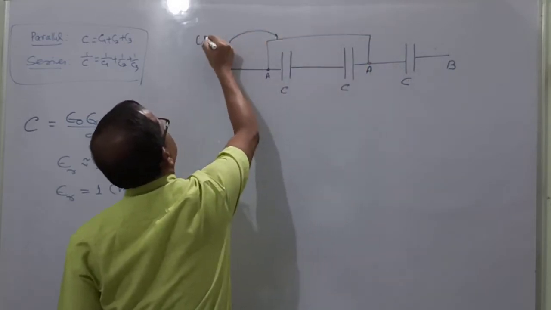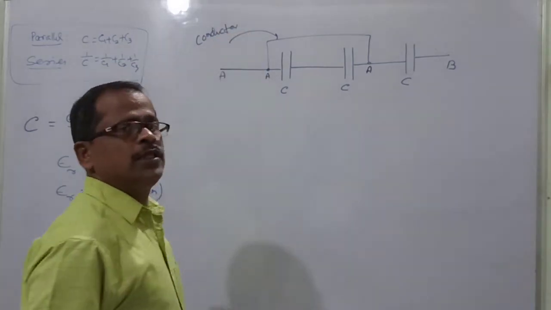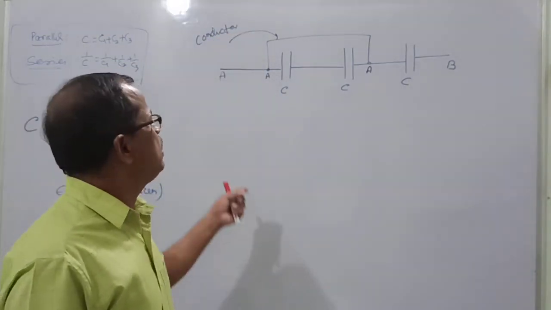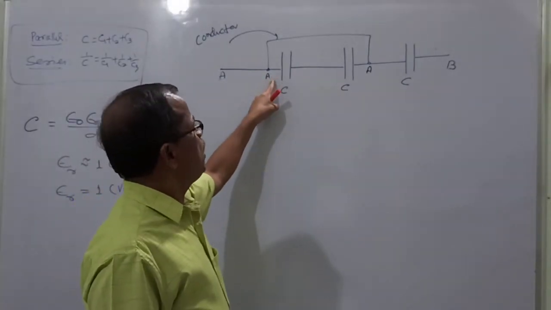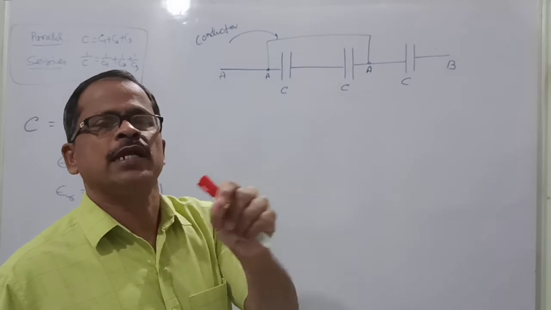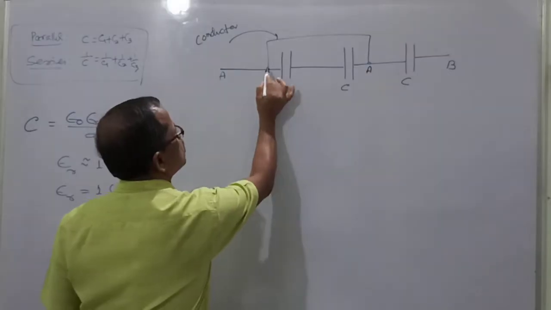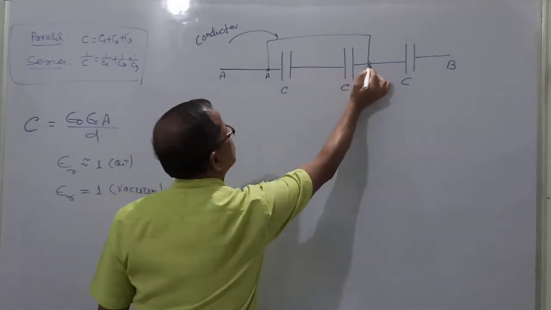This is a conductor. In a conductor, the potential at all points is the same. That's why, if you are calling this point A, you can say this is point A. Means the potential of all points is the same, so they will be represented by a single name. So the potential of this point is A. So the potential of this point is A.